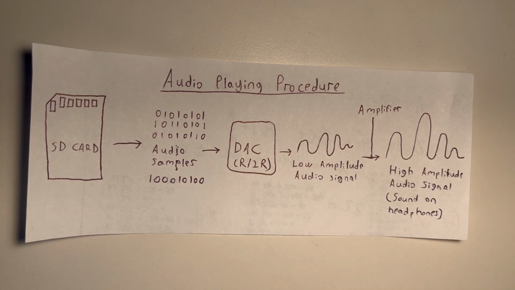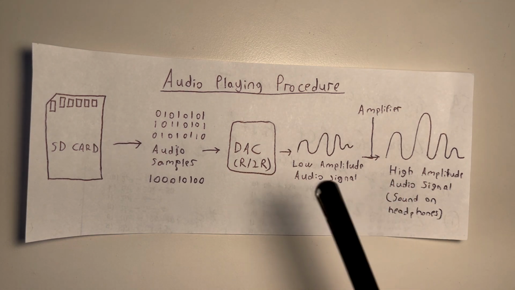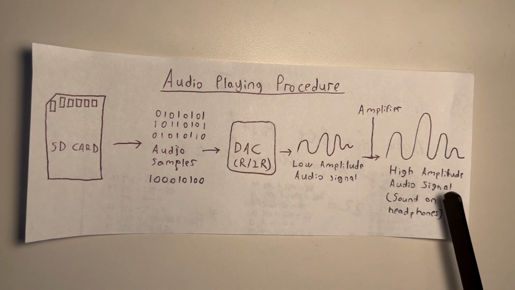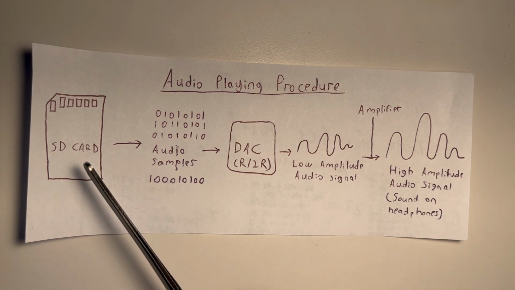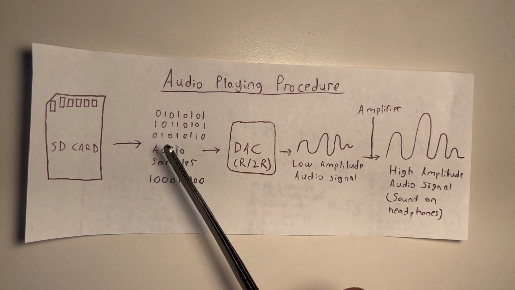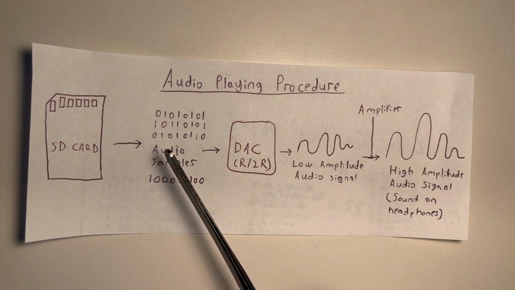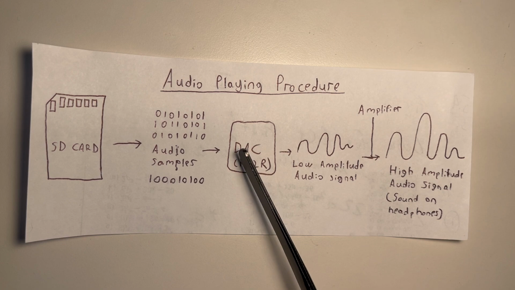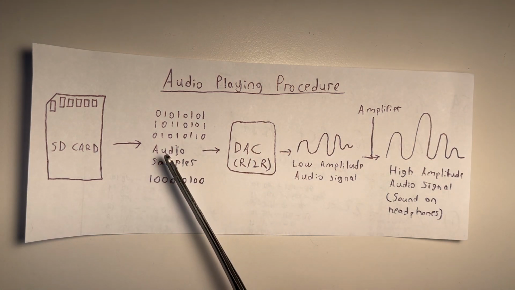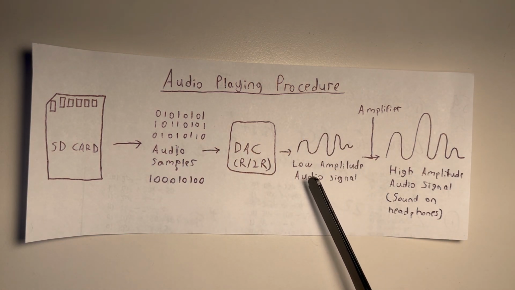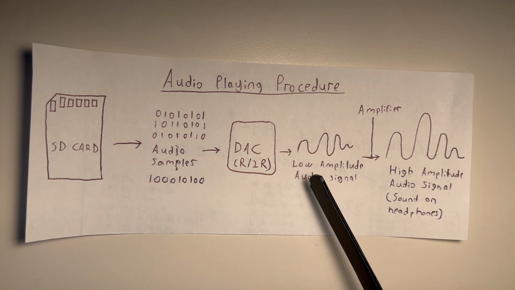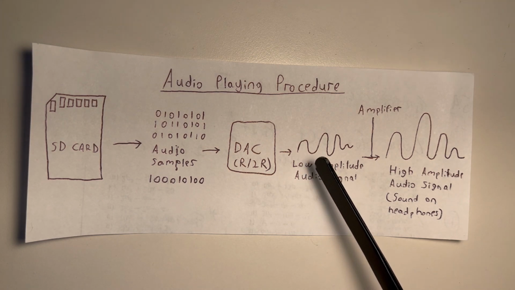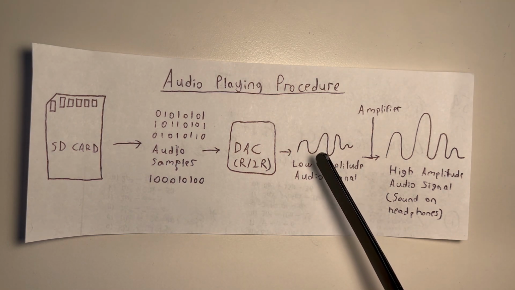So this is the diagram of how the audio file is converted from a file on an SD card into an intelligible sound. Essentially, the digital samples are read from the SD card and stored into memory on the MCU. Then these audio samples are put onto an R2R ladder, which is an example of a digital to analog converter, and this converts these discrete samples into a low amplitude audio signal. In this stage, the audio signal has a very low amplitude, but the important thing to note is that the proportions of the peaks and troughs of the signal are correct.